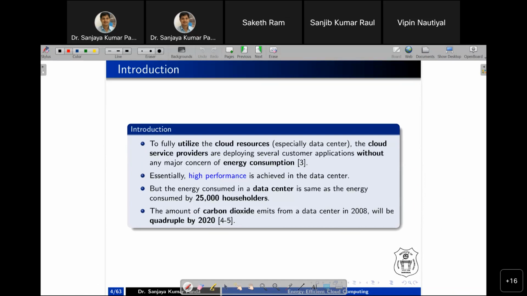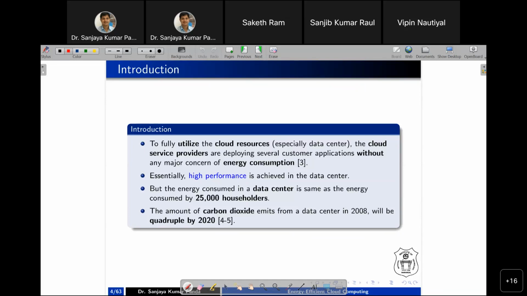But as we have seen, energy consumption is also important, because if you are not taking care of the energy, then it is going to impact us in the long term. That's why we need to consider both factors, resource utilization as well as energy consumption. If you focus only on the utilization of a particular resource, you can definitely achieve high performance, but it is impacting our environment.